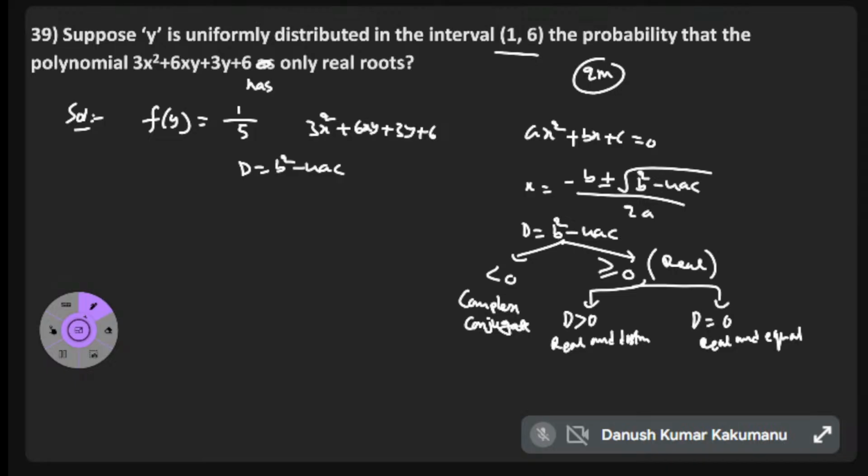Now, what is the discriminant for this polynomial? Concentrate. What is the discriminant of this one? b square minus 4ac. What is b?